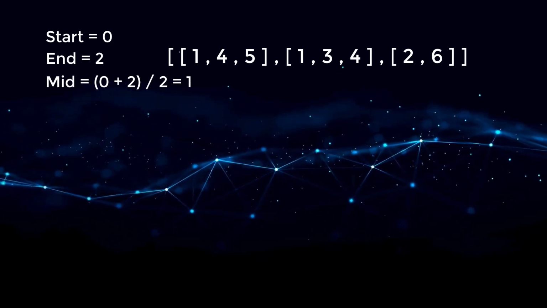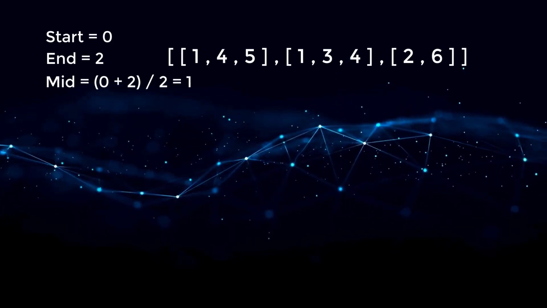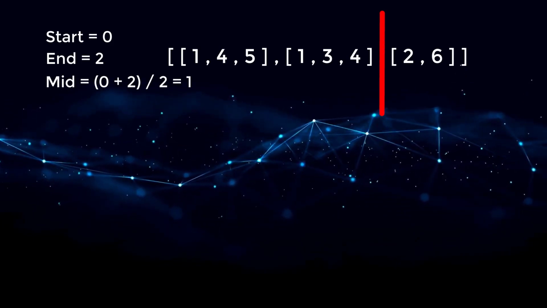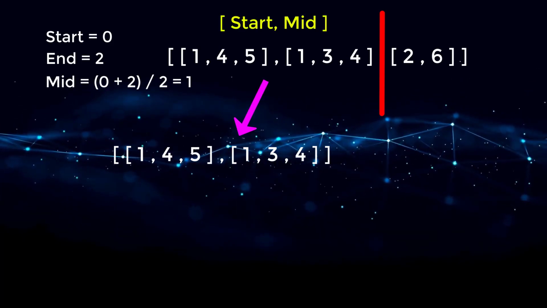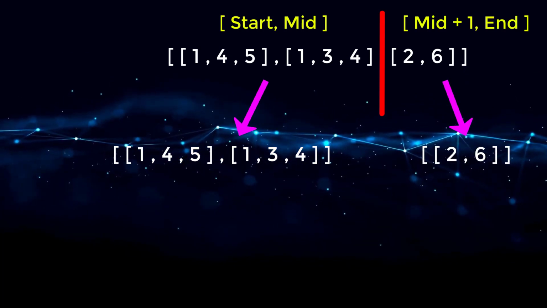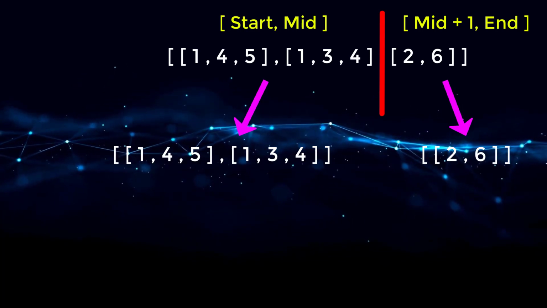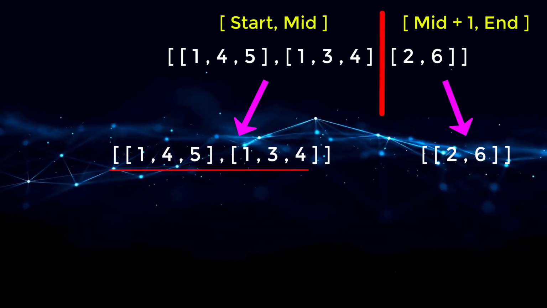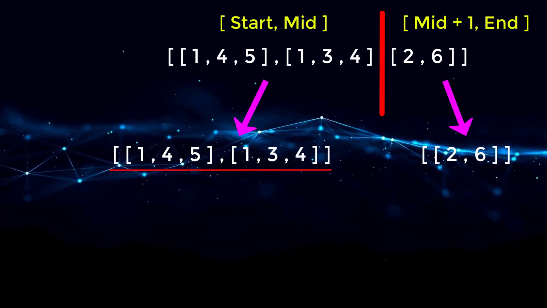So if we do our start plus our end divided by 2, that would equal 1 in this case. And what this is telling us is that we are going to split our array based on this midpoint. So the left side will be start to mid inclusive, and our right side will be mid plus 1 to end inclusive. And we're going to continuously do this until we arrive at our base cases where our start index is equal to our end index. So after splitting at index 1, we now have the following lists, and we're going to recursively do the same logic over and over again until we arrive at the base cases.